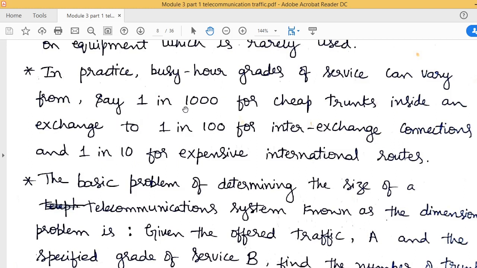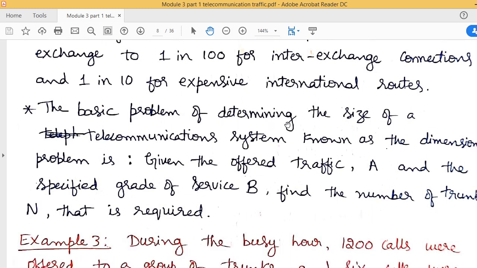But when you are making a larger number of calls, in that scenario you have to provide a smaller level of grade of service. The smaller the value of grade of service, the better the system works. Please note that the basic problem of determining the size of telecommunication systems is nothing but dimensioning. What grade of service we have to provide for a particular telecommunication system is decided by the process called dimensioning.